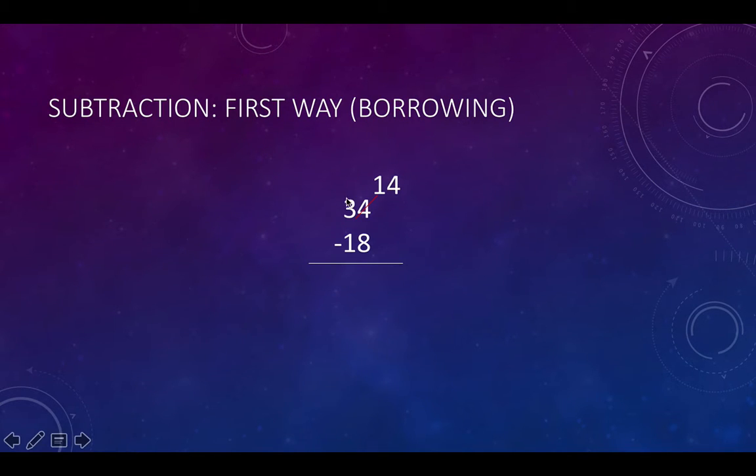But wait, we took a 10 from this 3, well, or 30. So we have to take away one of the 10s because we added that to the 4. And then we can do 14 minus 8, which equals 6, and 2 minus 1, which equals 1. So our answer would be 16.